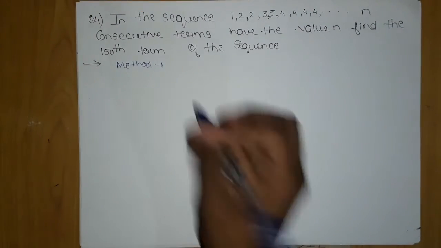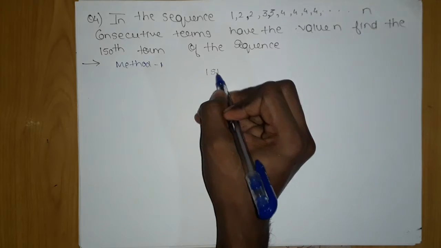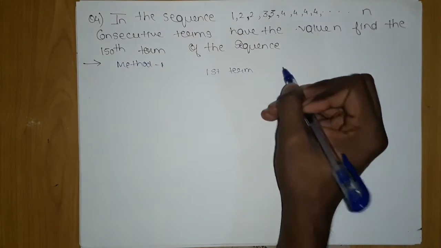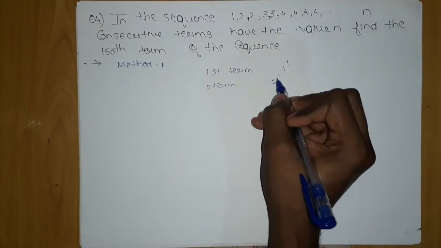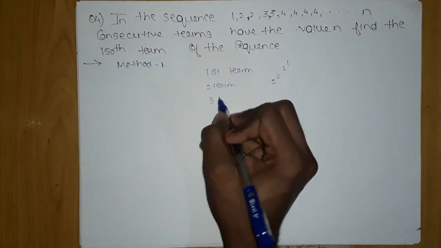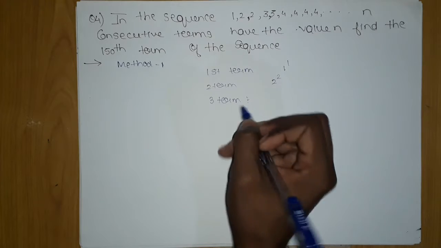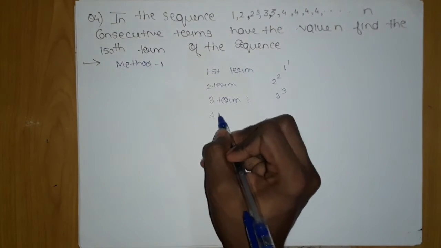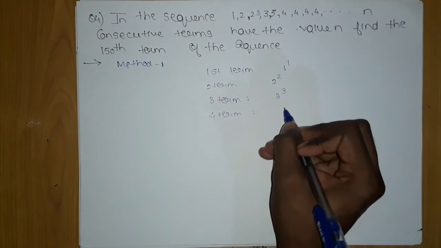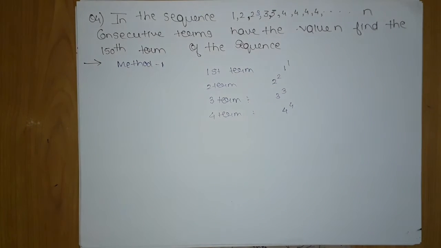Method 1: the first term is repeated, what? It is 1 power 1. The second term, how many times? 2 power 2, twice it is there. 3 is repeated 3 times, and the fourth term is repeated 4 times. We want to find the 150th term.